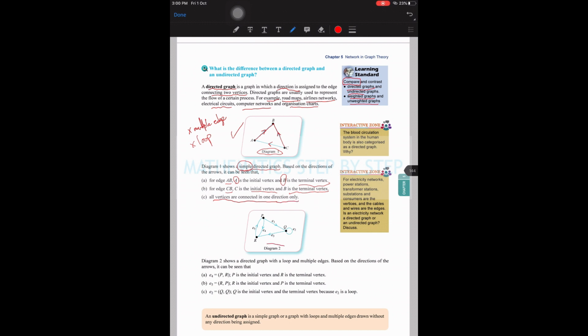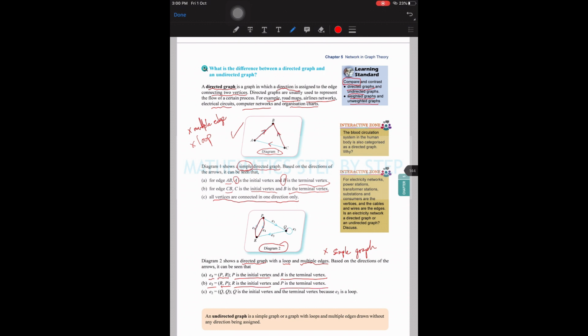Now let's see diagram 2. Diagram 2 shows a directed graph with loop and multiple edge. Okay, so in this case, it is not a simple graph. Based on the directions of the arrows, it can be seen that E4, okay, this is E4, P to R. P is the initial vertex, R is the terminal vertex. E5, E5 is here, from R to P. Okay, so R is the initial vertex, P is the terminal vertex.